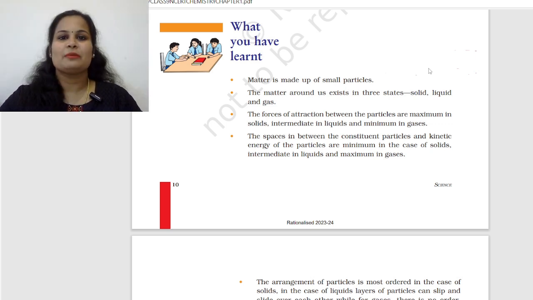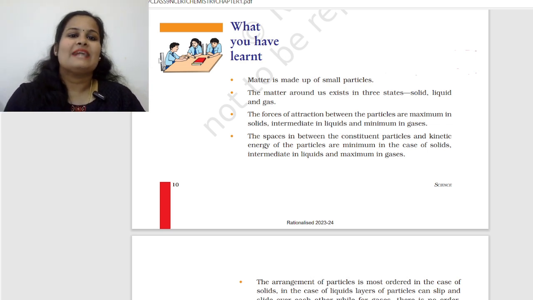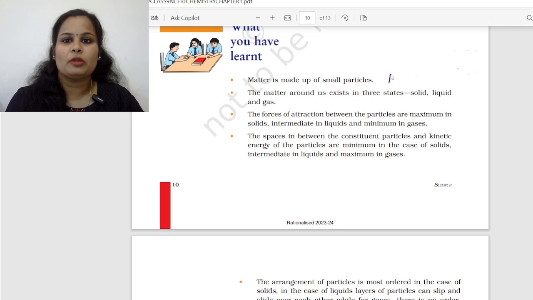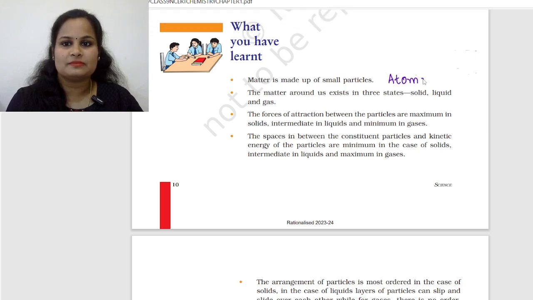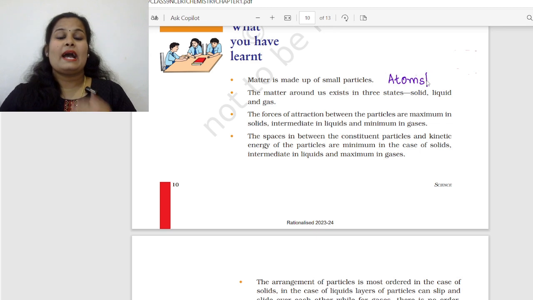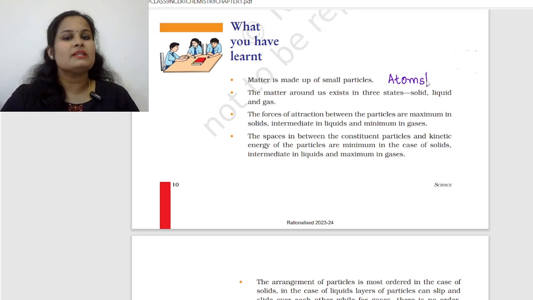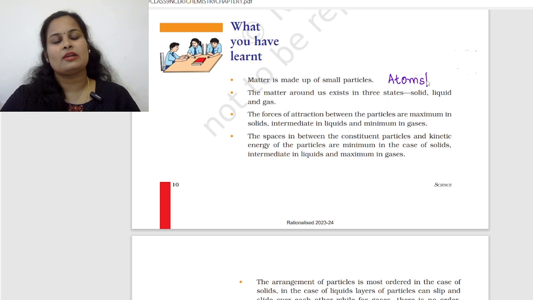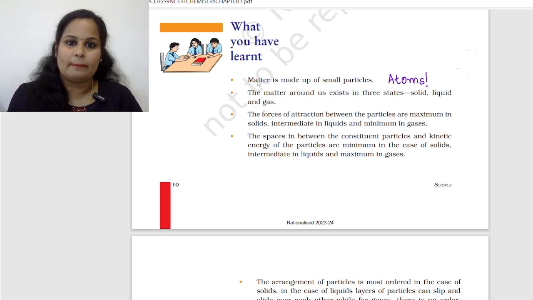Before starting the session, I request everyone to be ready with a textbook as well as a notebook. So let's recall whatever we have learned so far. Matter is made up of small particles, right? And those small particles are called atoms. So we can say atoms are the tiny fundamental building blocks of all the matter that we see around. Everything around us is made up of atoms.